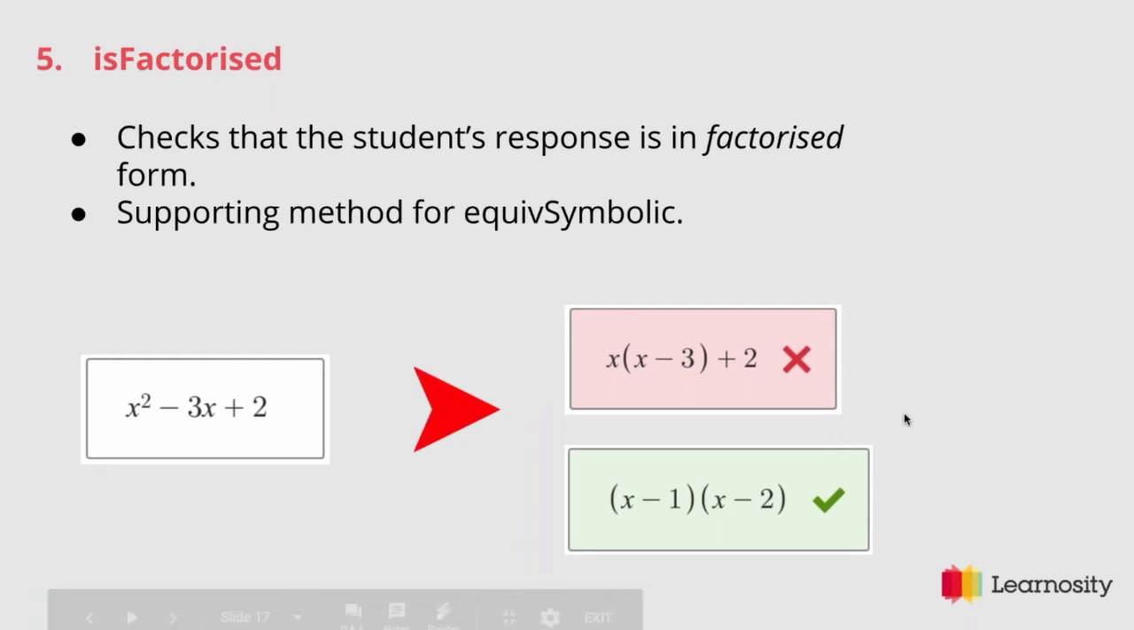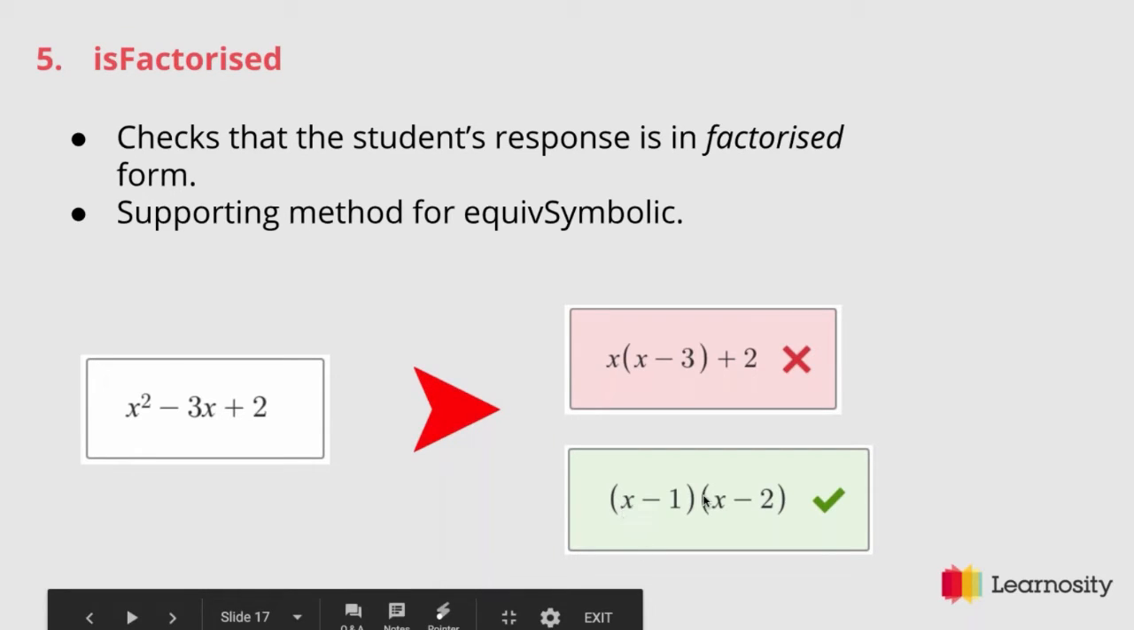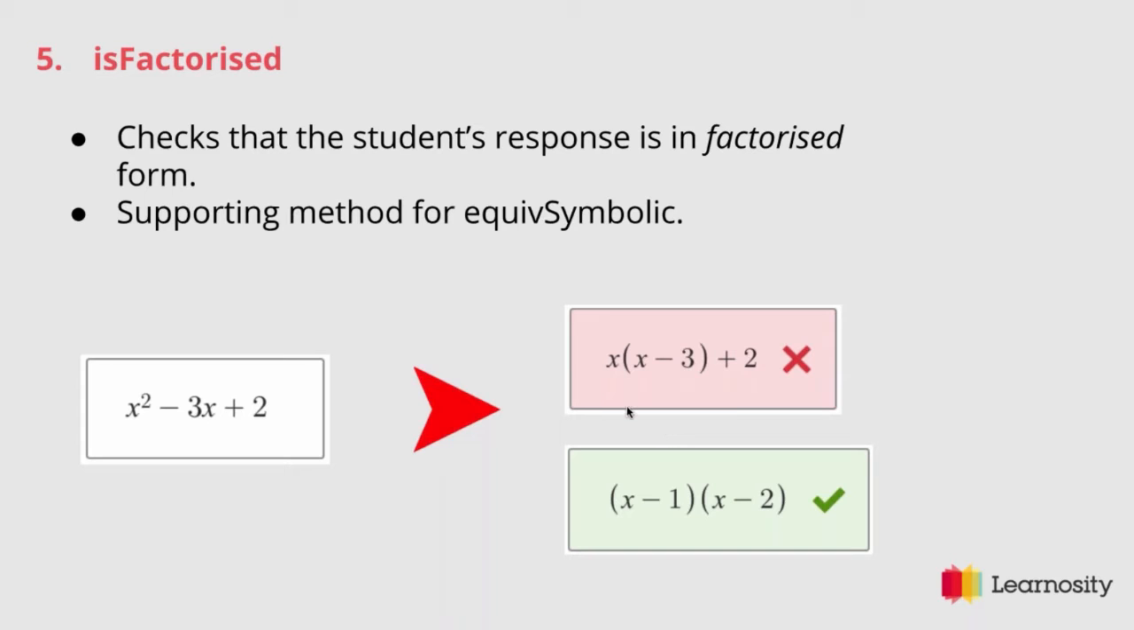Okay. Then we have isFactorised. Again, you'll notice a pattern here with the names. Just like isSimplified, it would only accept a simplified version. isFactorised will only accept a factorized form of the answer. So again, you use this with equivSymbolic. So x squared minus 3x plus 2, it will accept x minus 1 times x minus 2, but it won't accept x times x minus 3 plus 2, even though it is correct.